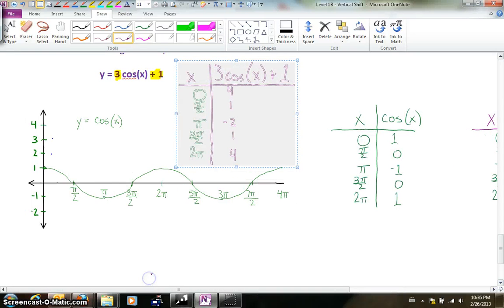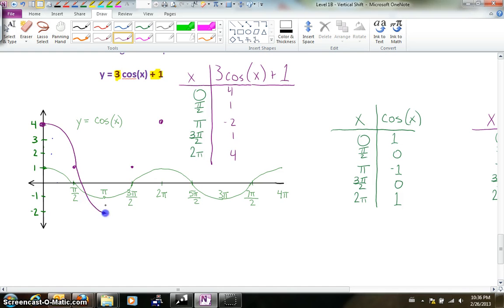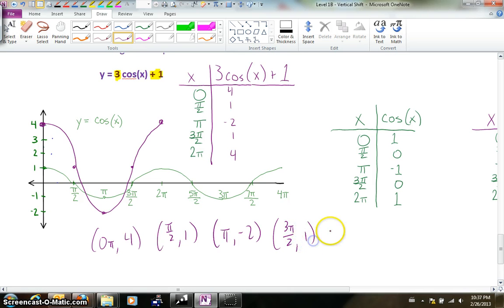Okay, and so we've got 0 is at 4, pi over 2, 1, pi negative 2, 3 pi over 2, 1, and 2 pi we're back to 4. Nice smooth curve here. Don't go off into space because you recognize it's going to come back down. The 5 points we want to have in our first cycle here are 0 pi, 4, pi over 2, 1, pi negative 2, 3 pi over 2, 1, and 2 pi, 4.